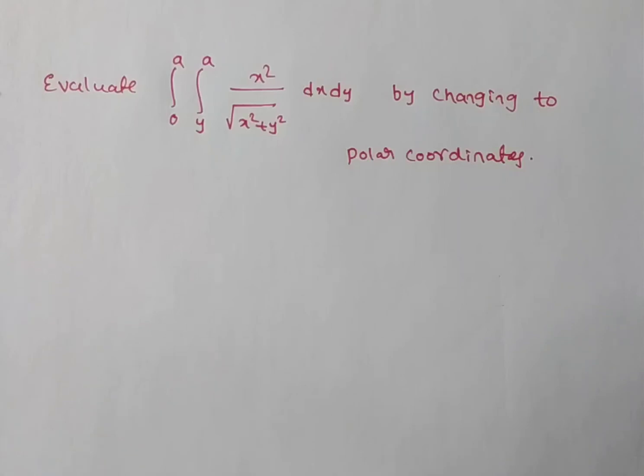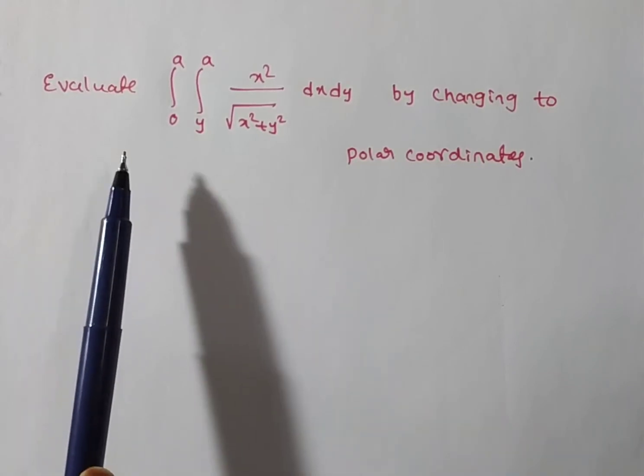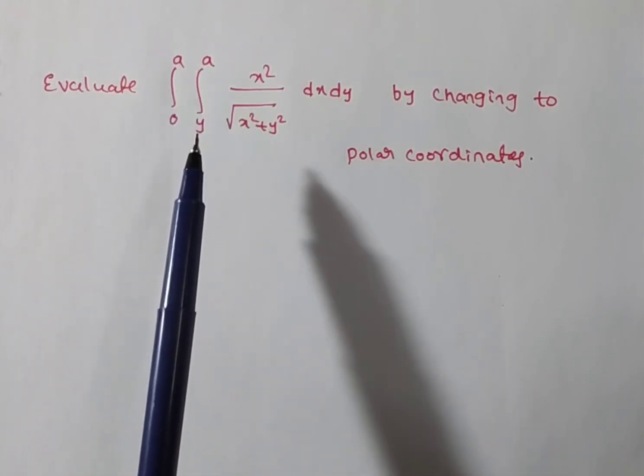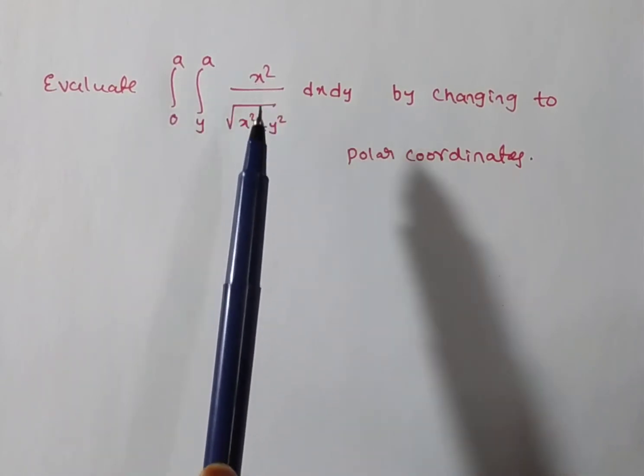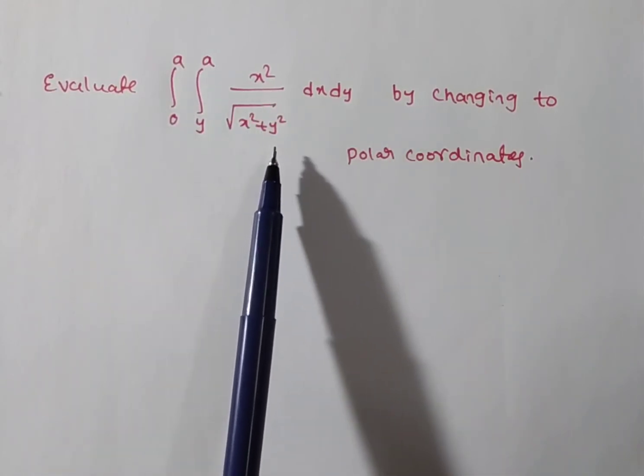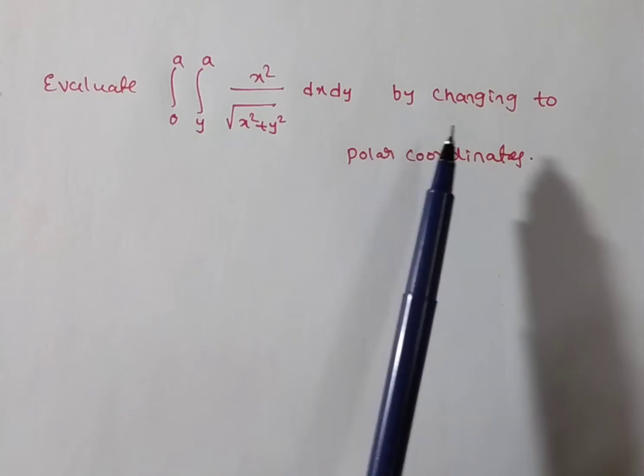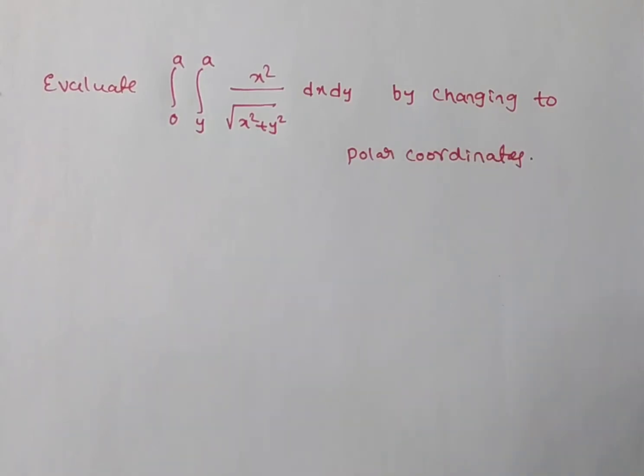Hi friends, in this video we are solving a problem on multiple integrals. The given problem is: evaluate the integral from 0 to a, integral from y to a, of x square by square root of x square plus y square dx dy, by changing into polar coordinates.